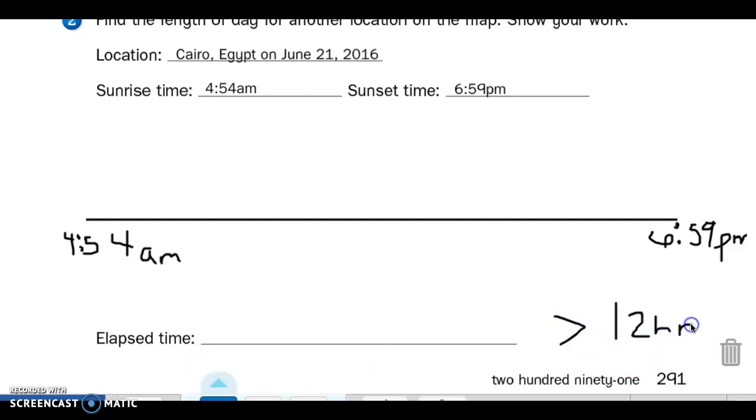I couldn't just hop 2 hours to get to 6:54 p.m. and add 5 more minutes. That would only be 2 hours and 5 minutes. That wouldn't make sense because remember, this is p.m. So we have to go all the way around the clock and then some more. So our answer is going to be greater than 2 hours.